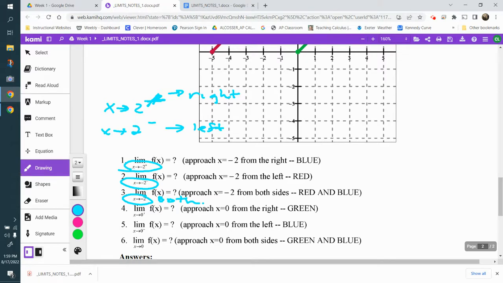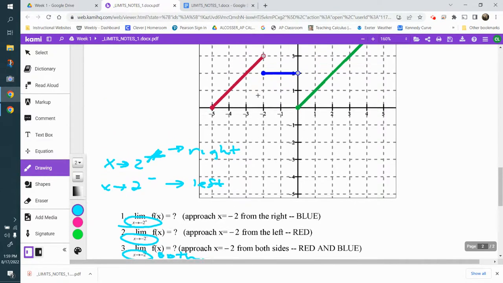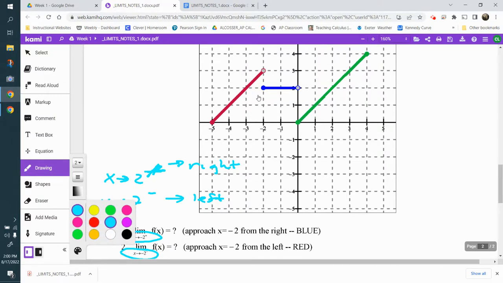This says the limit, so we're going to read the graph. The limit as x approaches -2 from the right. There's that positive sign right there. So if I go to -2, I find the line that is directly to the right of it. Not the green, because that starts at 0. I literally want to know what's going on at -2. So I pick the blue line.